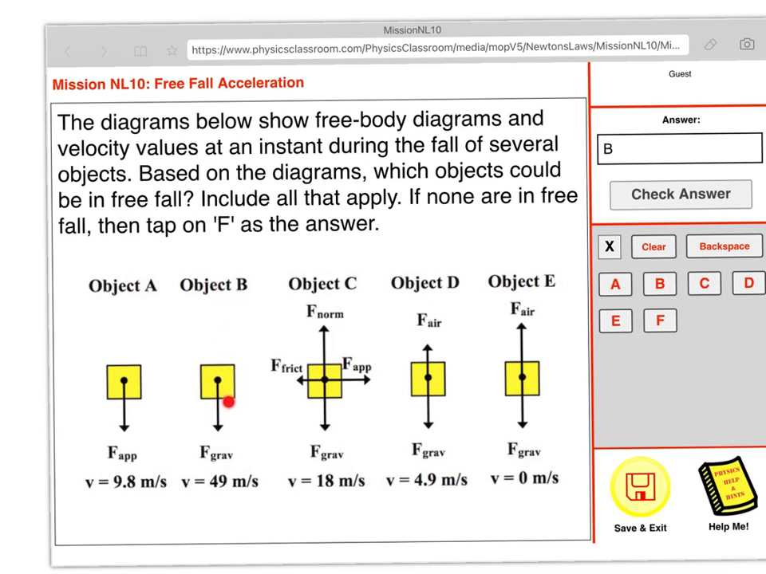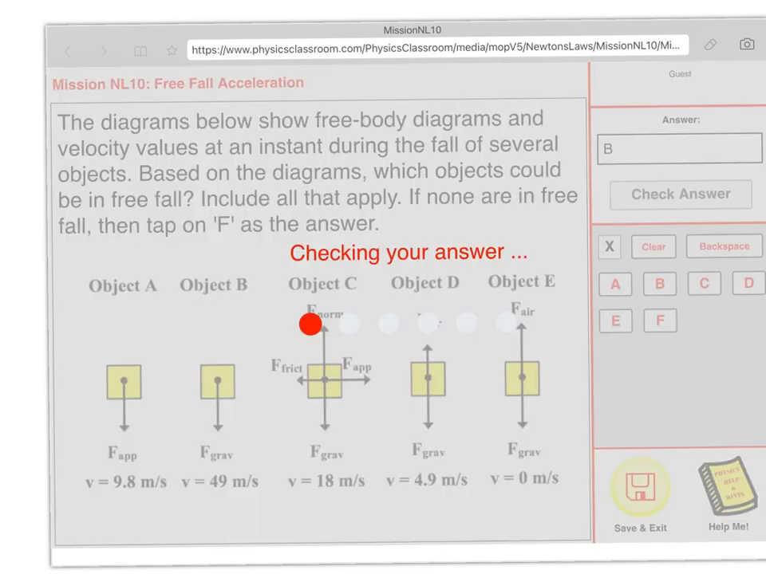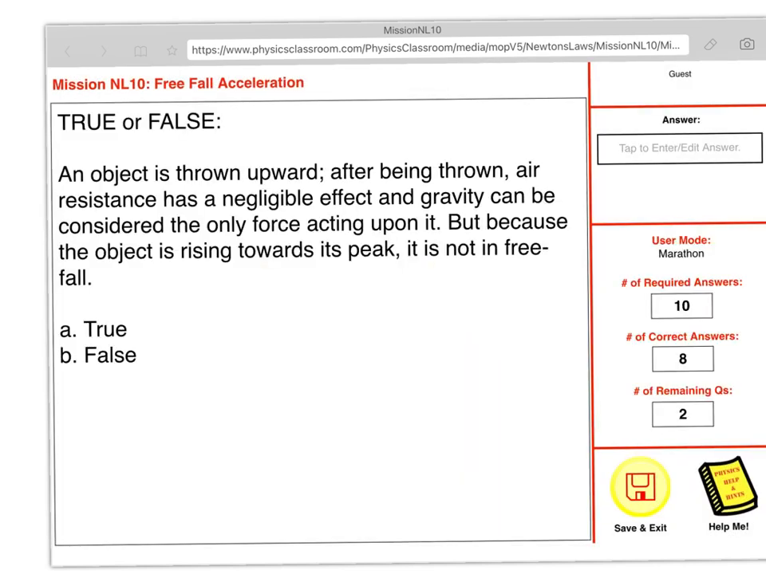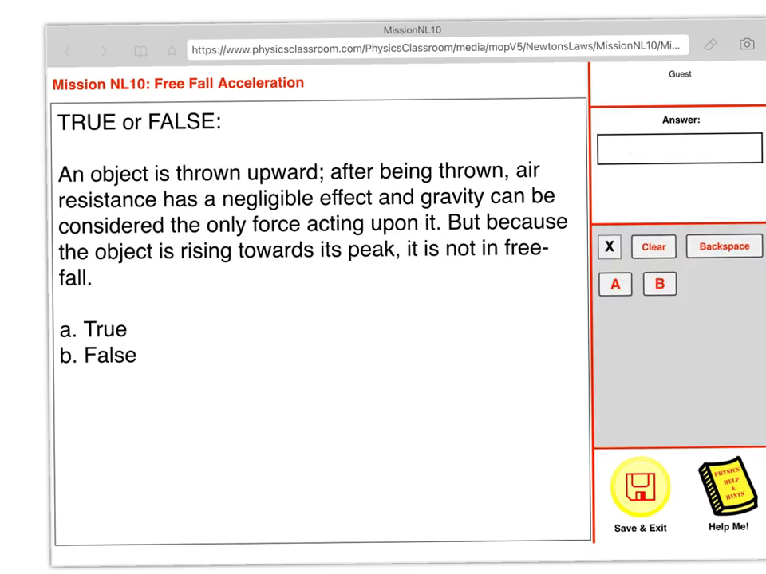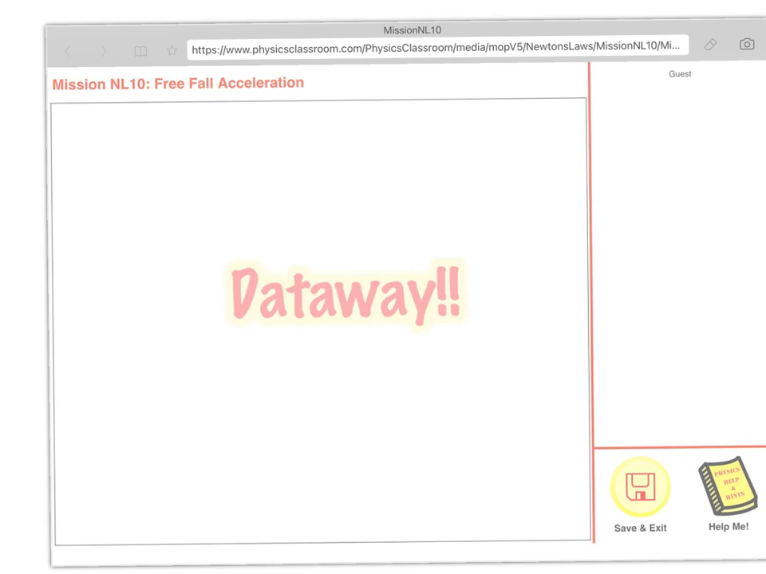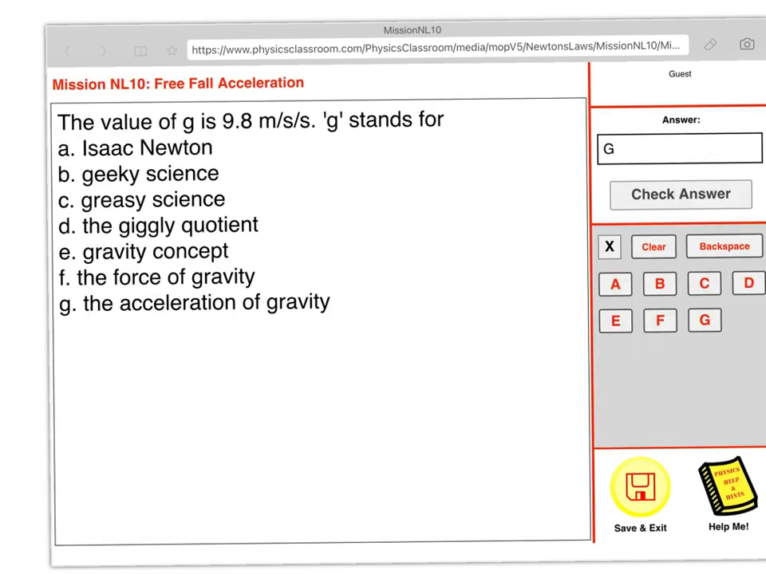So that's the only free body diagram that works. So this does meet the condition of free fall. It doesn't matter that it's rising. So the statement should be true. I mean false. So G stands for the 9.8 meters per second squared, the acceleration due to gravity.